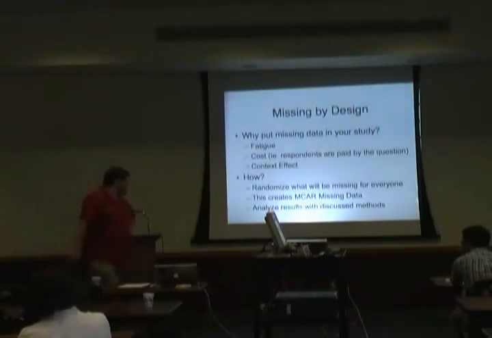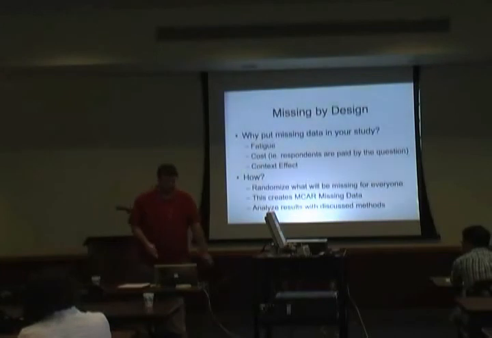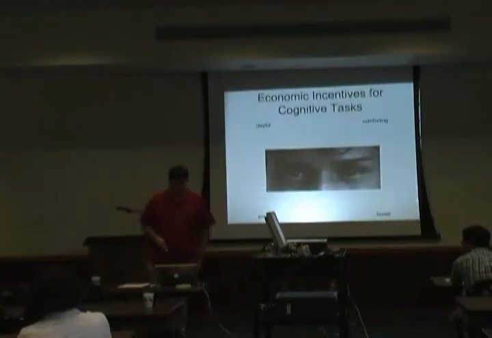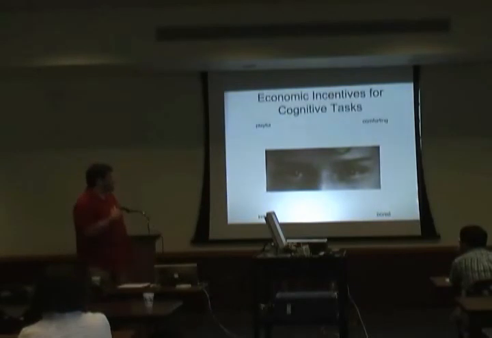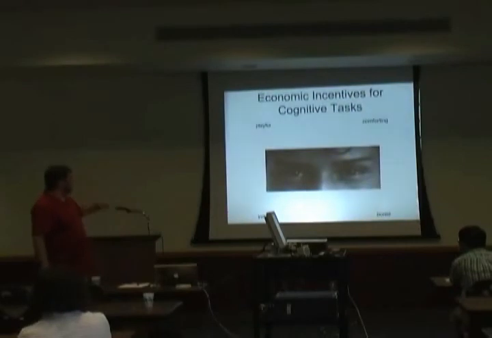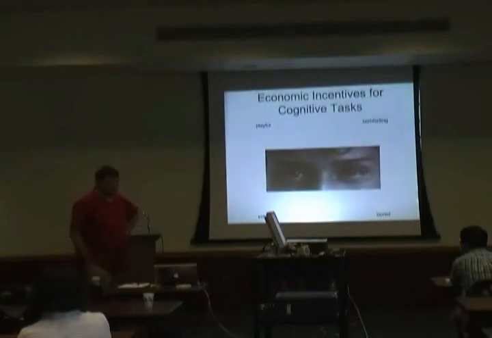So how do you do this? Well, you randomize what will be missing, so it's missing completely at random, and you analyze the results and discuss the methods. So, what are we doing? Actually, Gary over here had a grad student who I just met in Budapest a couple of weeks ago, and we were talking about doing research on a cognitive task. What we're going to do is put faces like this one on the screen, and you need to figure out if this person is playful, comforting, irritated, or bored. Or the person, the respondent, will have to figure this out.